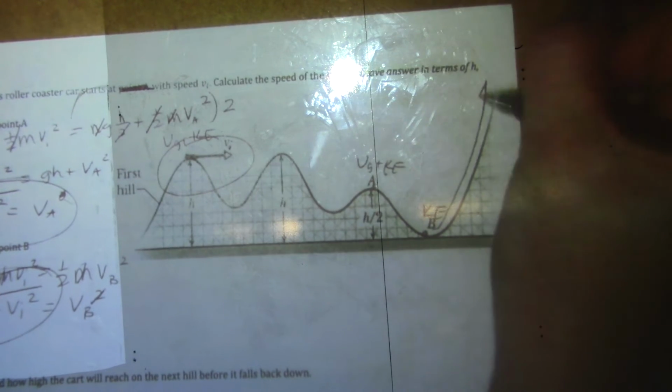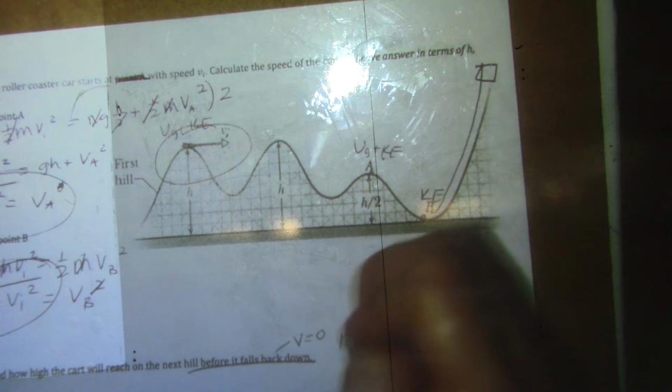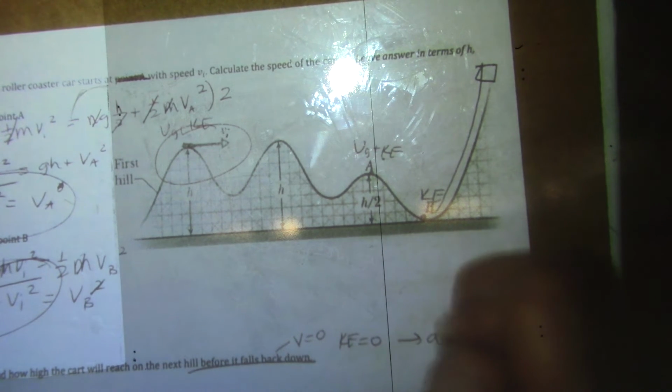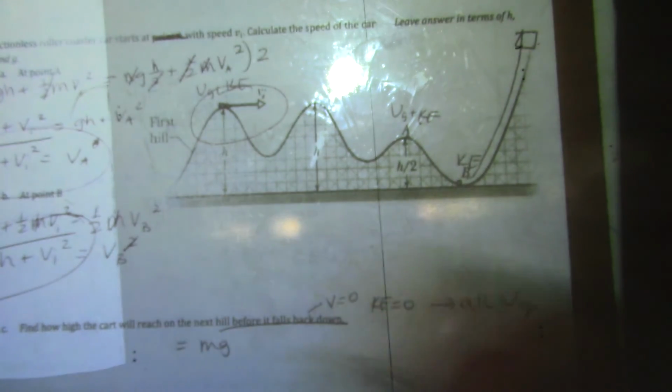For C, I want to know how high it will reach on the next hill before it falls back down. Before it falls back down, that would be a velocity of 0, which means kinetic energy would be 0, which means you have all potential energy. So I want to end with just mgh, and not this h right here, but some h that I don't know.